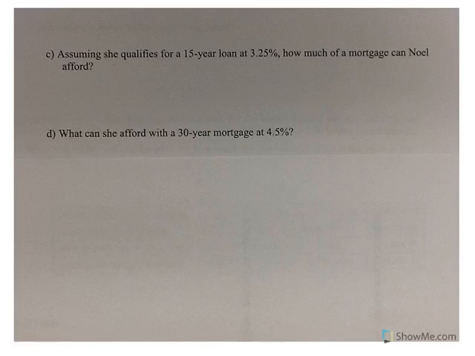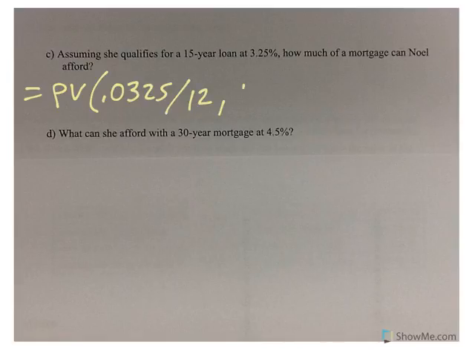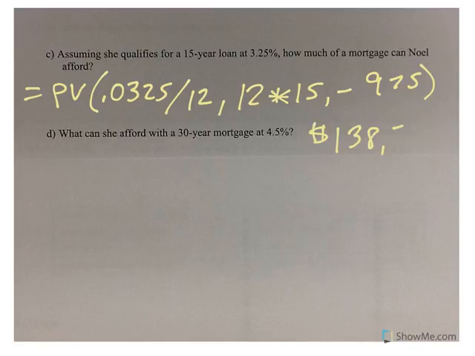So she's qualifying for a 15-year loan at 3.25%. How much of a mortgage can she afford? So here is where we use our present value. We've got our interest rate. We divide it by 12. 12 months in a year, 15 years in the loan, and as we just found out, she can afford a $975 payment. So therefore, that leads to $138,756.70. That's the amount of a mortgage she can afford.